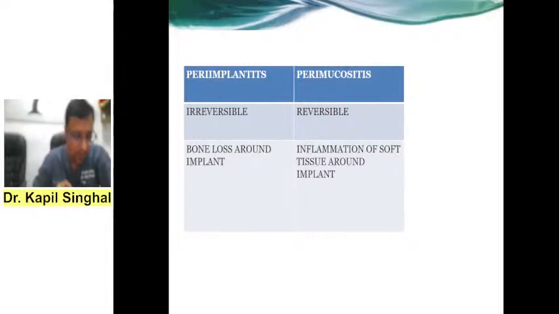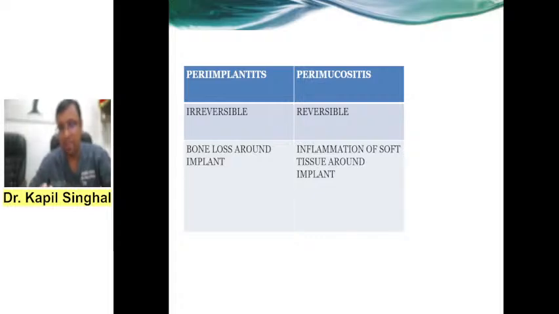Now, after your drilling, there are two terminologies that you need to remember. What is peri-implantitis and what is peri-mucositis? So, peri-implantitis ideally is irreversible. It's more like periodontitis. In periodontitis also we know there is bone loss around the tooth. Similarly, peri-implantitis is with respect to the implants, where there is bone loss around the implant. It is irreversible, means once that bone has resolved, you need to do some grafting, but it cannot come back on its own.